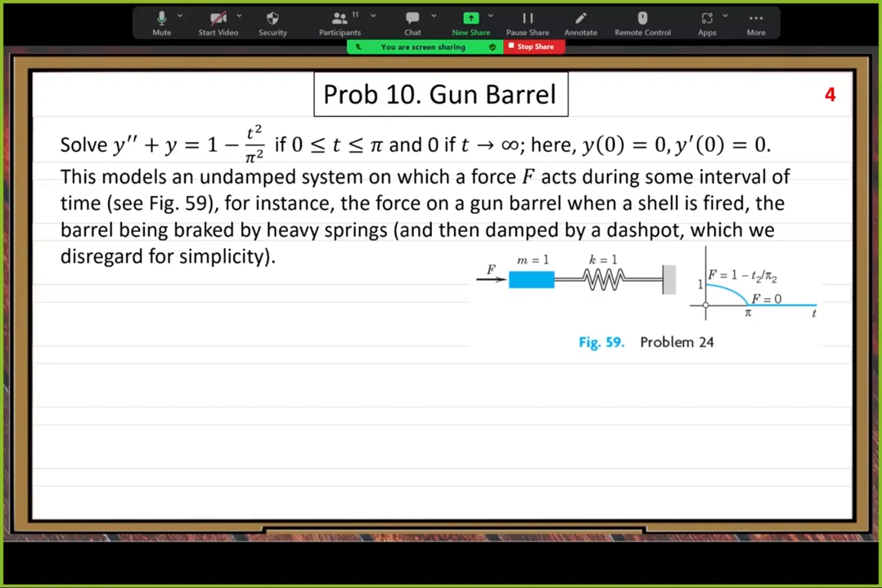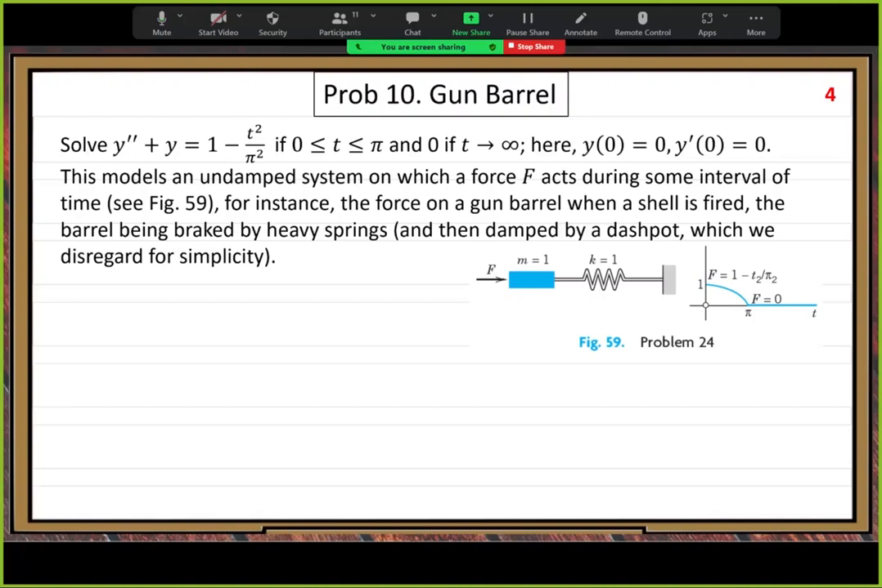The force pushes on the shell for a certain period, here from 0 to pi. After the bullet gets out of the gun barrel, there is no force. So after that point, the force equals 0.